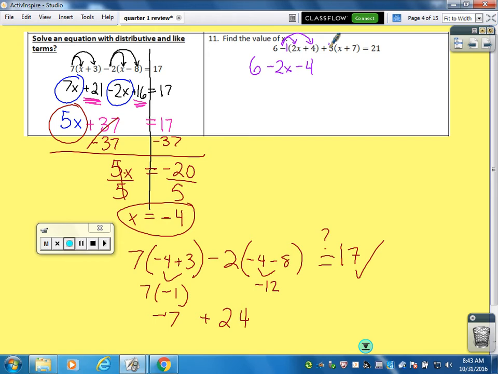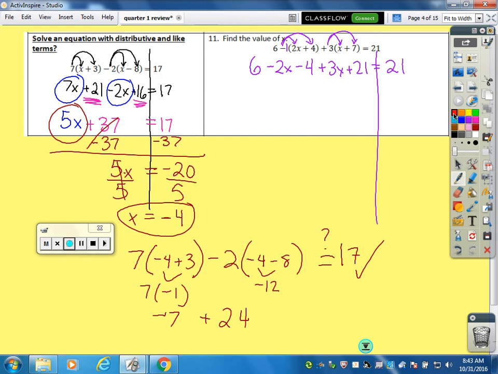Now I get to distribute this positive 3, so let's go and do that. That's 3x. So it was positive 3x, so I put the plus there. And 3 times 7 is positive 21. Alright, this little bar is just for organization. Now I need to go and do my like terms.